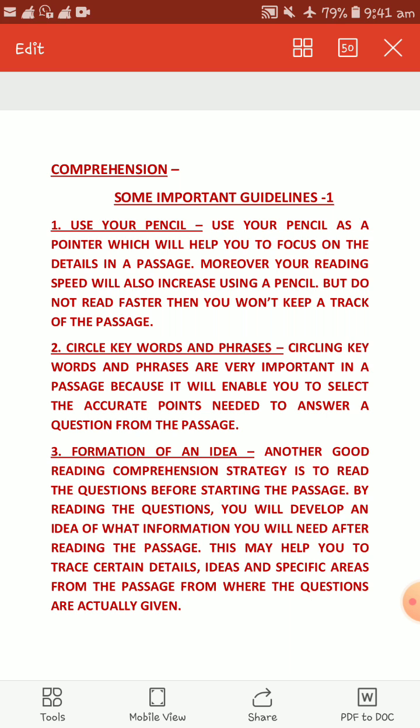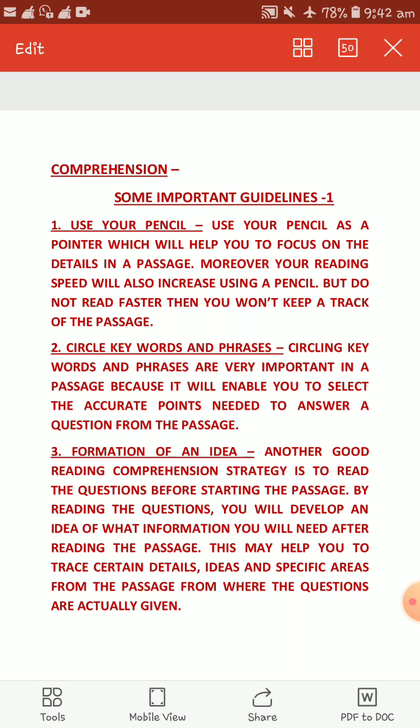Another good reading comprehension strategy is to read the questions before starting the passage. Now this is another way, dear students. You can also follow this way. If you read out the questions before you read the comprehension passage, then also you can solve the passage quite successfully, because it will help you to see which portions of the passage you can get those answers from. So I repeat, another good reading comprehension strategy is to read the questions before starting the passage.